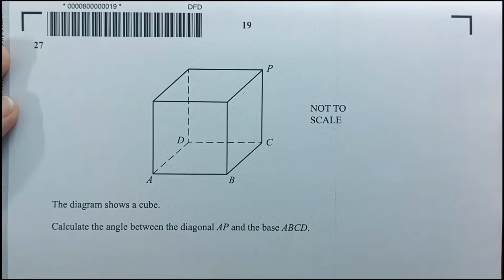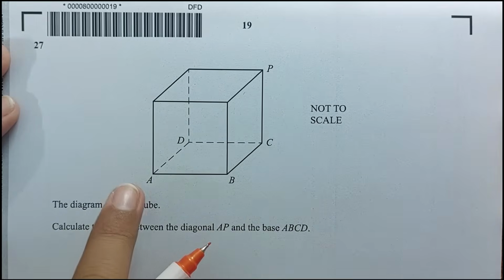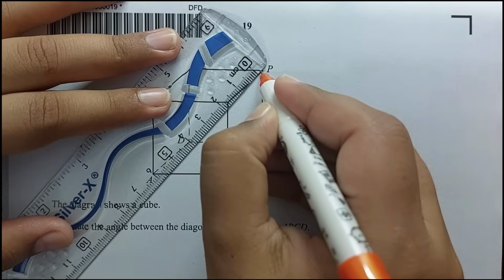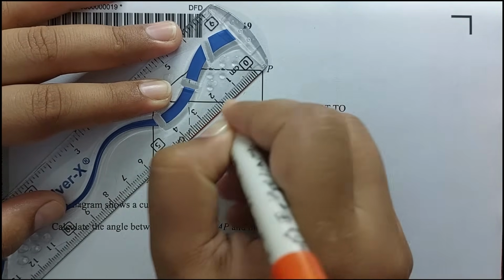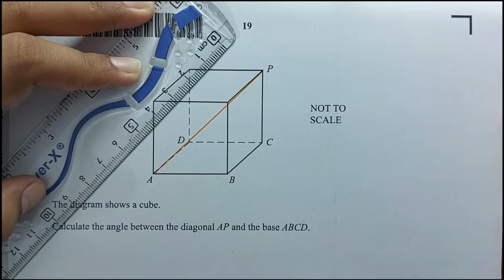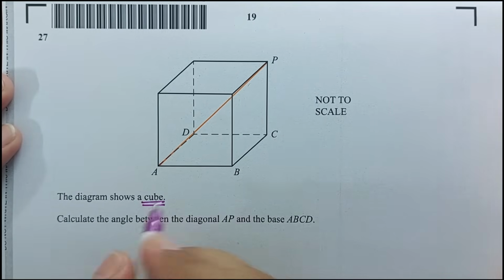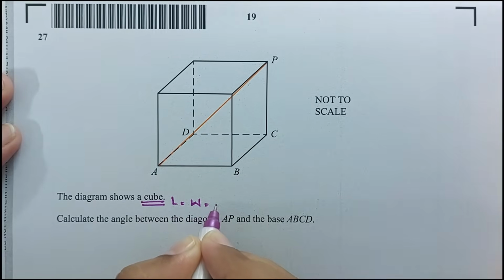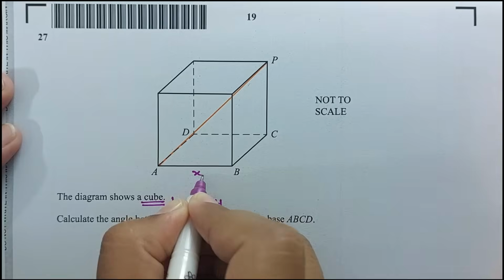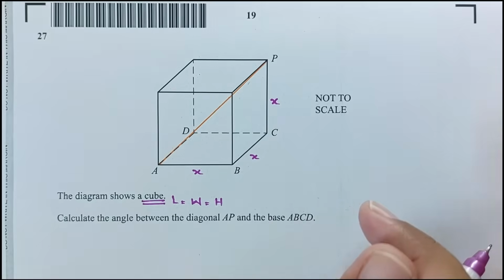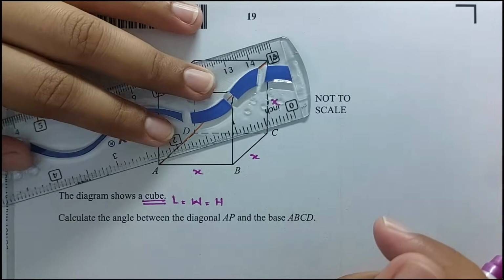All right. Question number 27. The diagram shows a cube. Calculate the angle between the diagonal AP and the base ABCD. Okay, AP is a diagonal, and we want its angle with the base ABCD. Alright, since it is a cube, all the side lengths are equal. The length equals the width equals the height. Let's say the length, width, and height are each x, right?